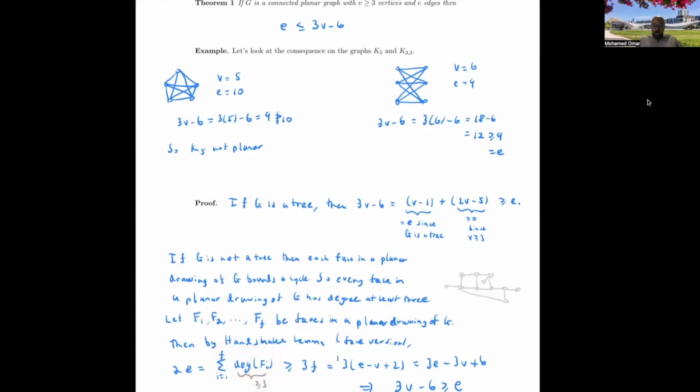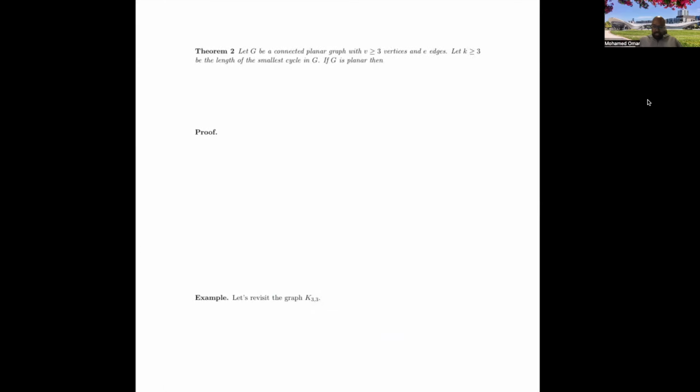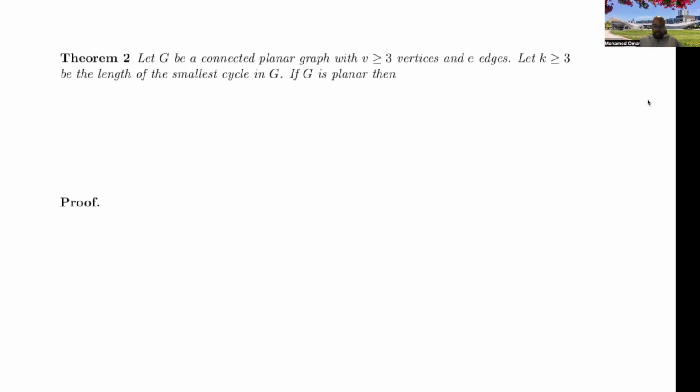So if you know that your particular graph has a particular lower bound on the degrees of the faces, for example, all of the faces have degree at least five, then you can say this is greater than or equal to 5f rather than 3f. And if you do something like that, you'll get a stronger inequality, meaning that this upper bound here will be lower, which restricts the number of edges you can have if you're planar even further. And that's the next result we have here.